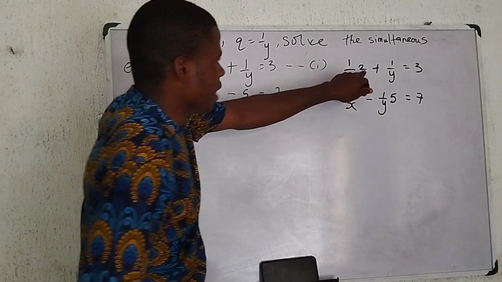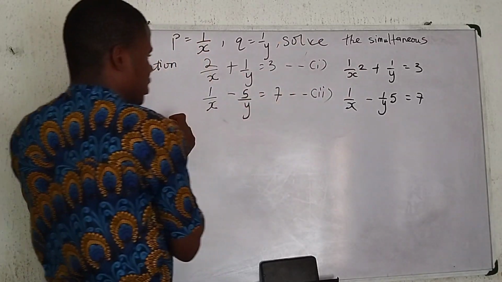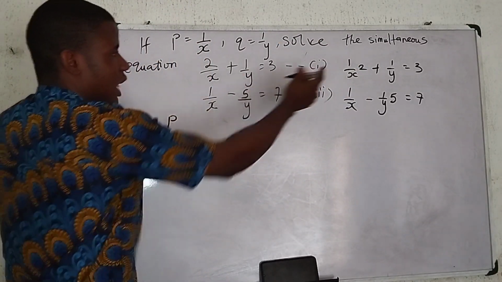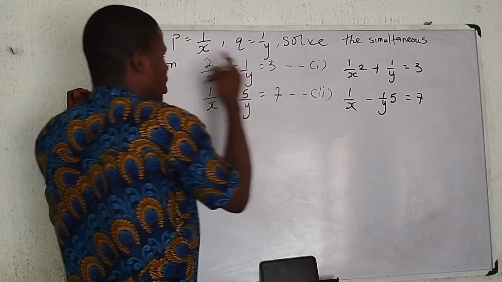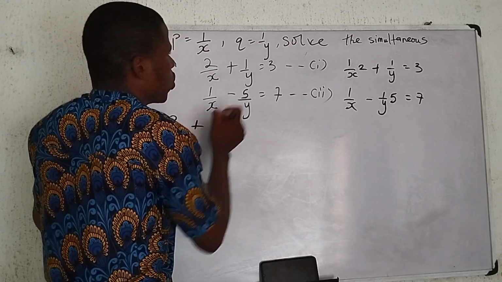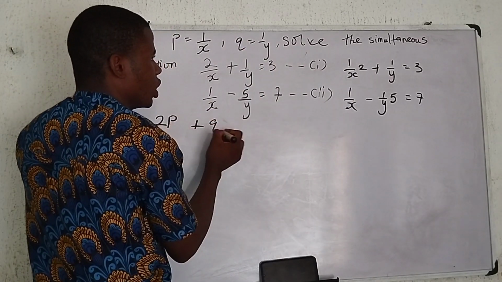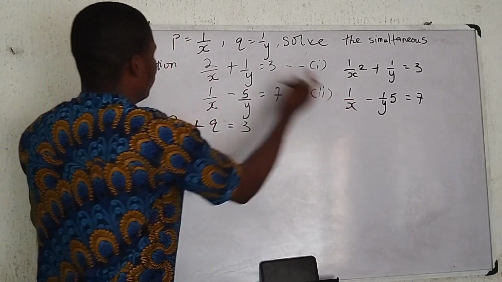So 1 over X times 2. Now we know that 1 over X is P, so this will be P times 2, which becomes 2P. Remember that 1 over X is P, so it will be 2P. Then plus 1 over Y, which is Q, equals 3.